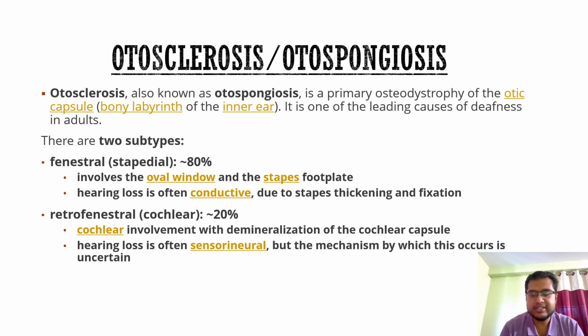While fenestral or stapedial is the more common subtype, and it involves the oval window and the stapes foot plate, hearing loss is often conductive because of the stapes thickening and fixation. Retrofenestral type is cochlear involvement with demineralization of the cochlear capsule, and hearing loss is often sensory neural, but the mechanism by which it occurs is uncertain. So what we have to remember is in otosclerosis, we can get both conductive as well as sensory neural hearing loss depending on its type. Usually retrofenestral accompanies fenestral otosclerosis.